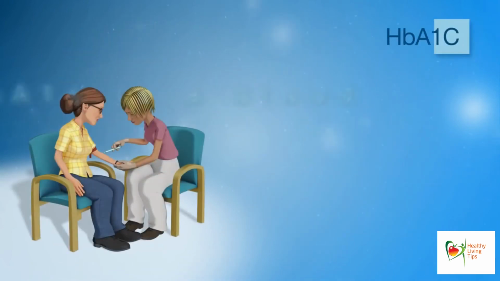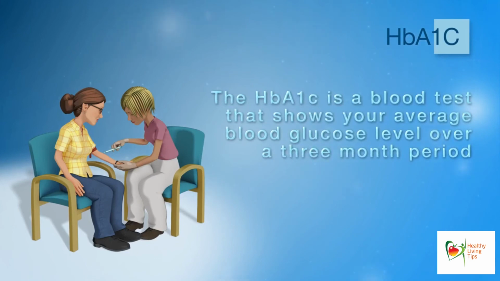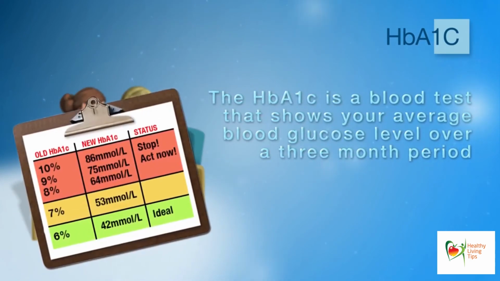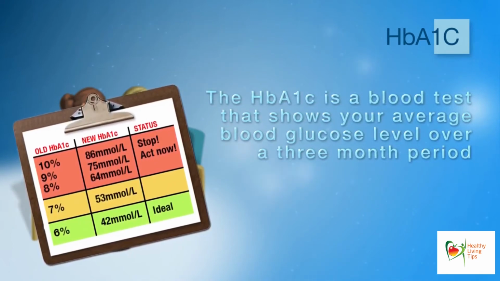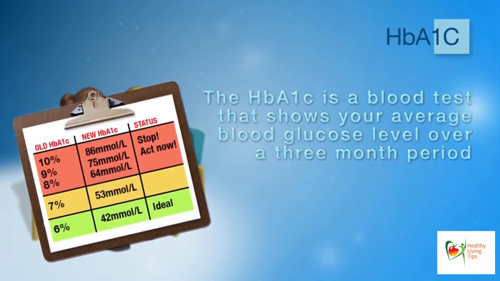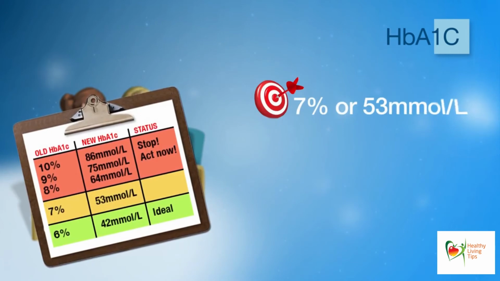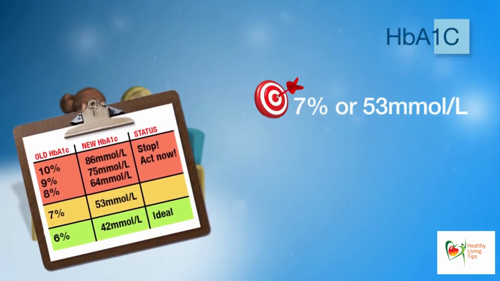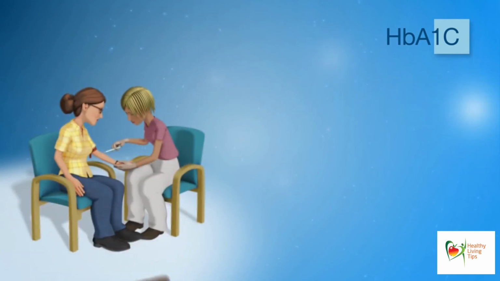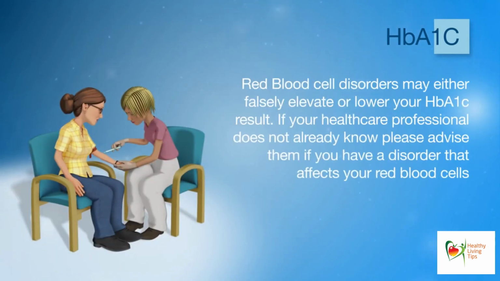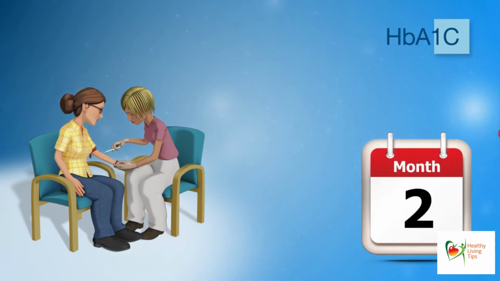The HbA1c is a blood test that shows your average blood glucose level over a 3-month period. HbA1c used to be measured in percent, but is now measured in millimoles. Factors such as your age and medical history will determine your target HbA1c. However, most people with diabetes should aim for 7% or less, or 53 millimoles per mole or less. Red blood cell disorders may either falsely elevate or lower your HbA1c result. If your healthcare professional does not already know, please advise them if you have a disorder that affects your red blood cells. Visit your doctor every 3 months for a HbA1c check.